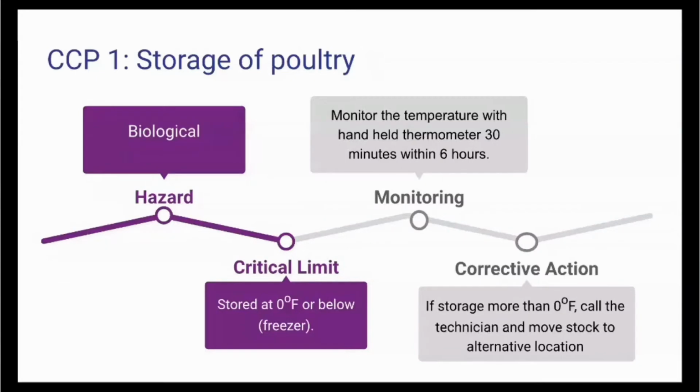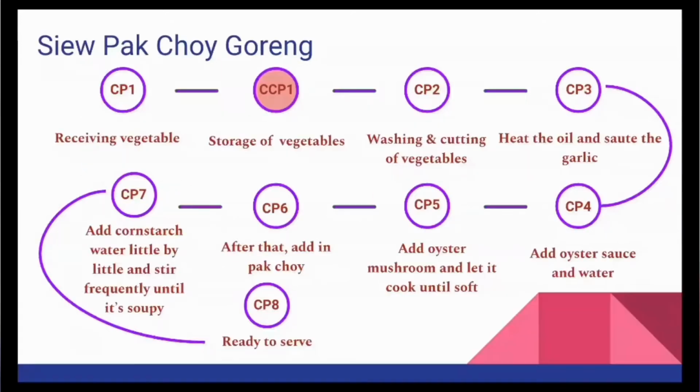And these are the hazard, critical limit, monitoring and corrective action for this step, where the hazard is biological. Critical limit is stored at 0 degree Fahrenheit or below if stored in a freezer. And the monitoring for this step is to monitor the temperature with handheld thermometer 30 minutes within 6 hours. And the corrective action is if storage is more than 0 degree Fahrenheit, call the technician and move stock to alternative location. So the next menu for breakfast set is siu pak choy goreng.